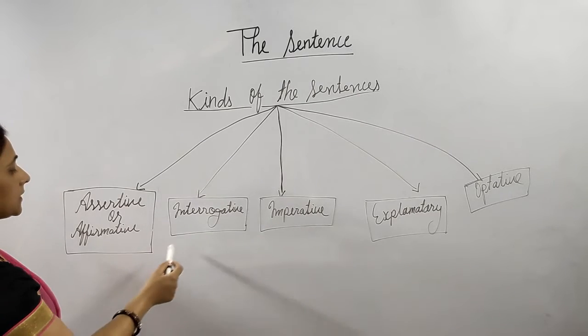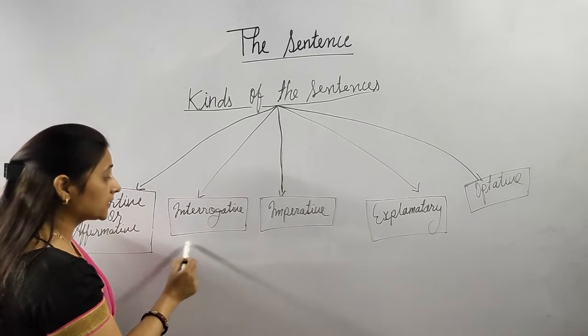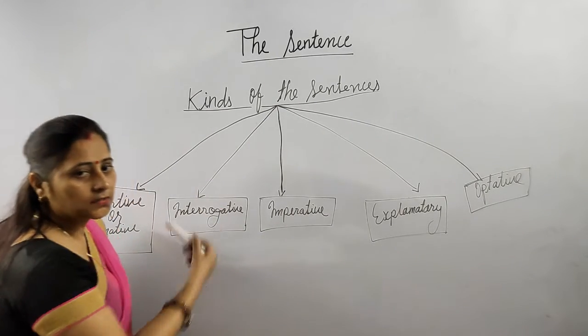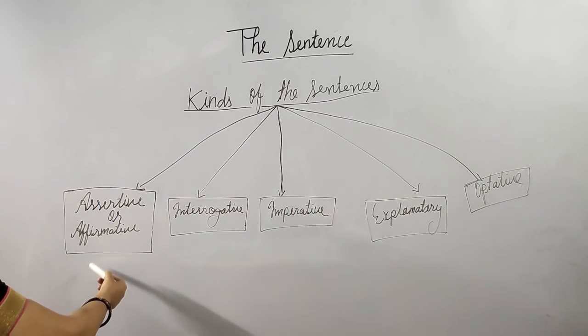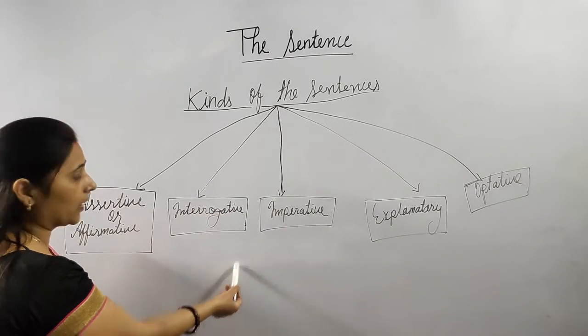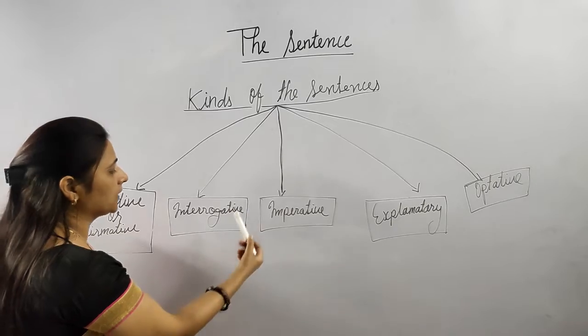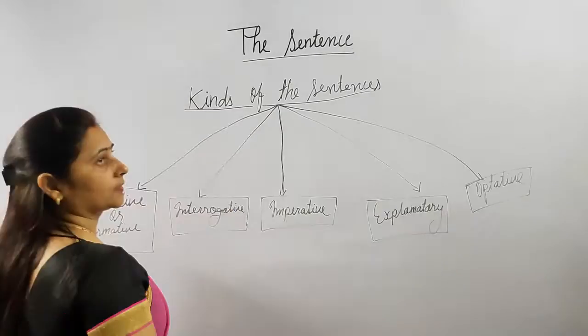Like here, is he reading a novel? It is an interrogative sentence. You can change an assertive sentence into an interrogative one. While changing it, you get: Is he reading a novel?